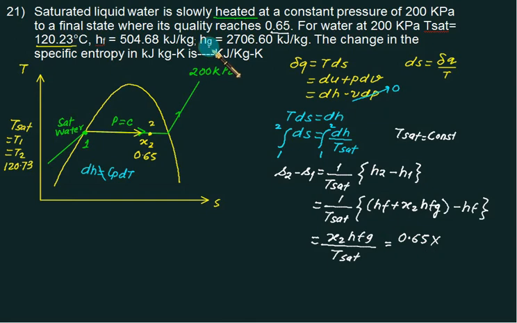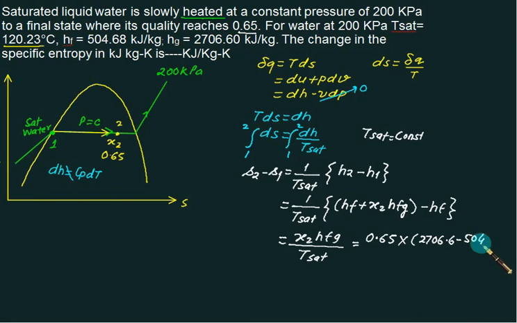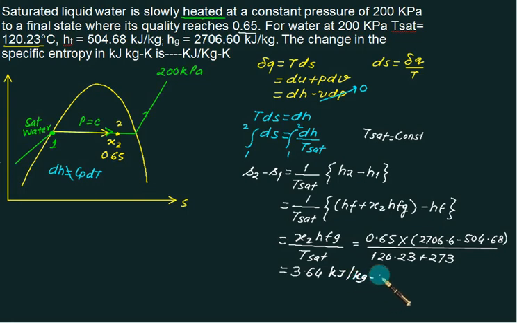hfg we can write as hg minus hf, 2760.6 minus 504.68, and the temperature you have to write down carefully in Kelvin, which is 120.23 plus 273. You can calculate this value, and you can get your required answer as 3.64 kilojoules per kg per Kelvin.